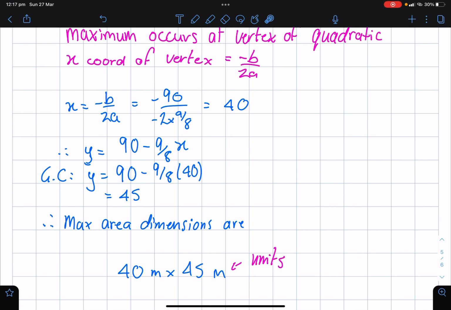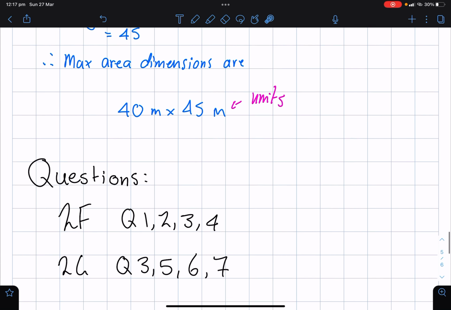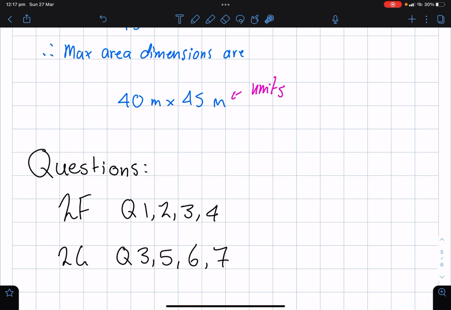If you're playing along with the Hazy textbook, make sure you have a go at questions 2F, questions 1, 2, 3, and 4, and chapter 2G, questions 3, 5, 6, and 7. 2F is related to where functions meet, which is the previous video. 2G is related to problem solving with quadratics, which is this one.